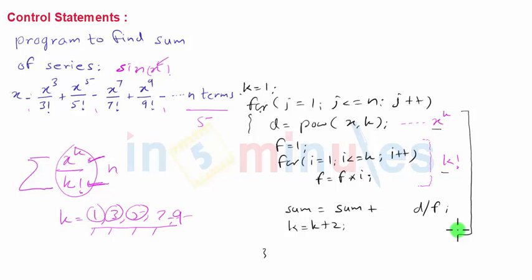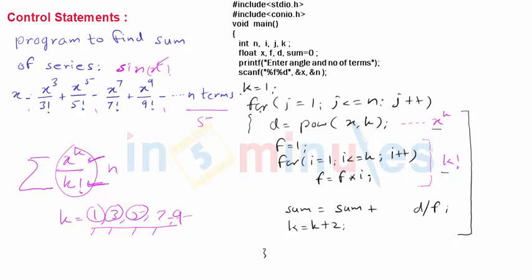Now let's see the overall program, and then finally we'll take care of that plus and minus alternate symbols. Now we need n, i, j, k as int variables for looping. We need x for angle, f for factorial, d for finding out power x raised to k, and sum set to 0 for summation. Then we will put the angle and number of terms to add, that is x and n. Then we'll set k equal to 1, and in the loop every time we'll change k by 2, that is increment k by 2.